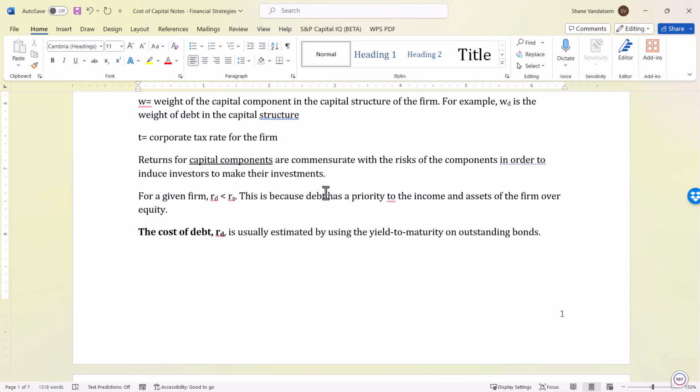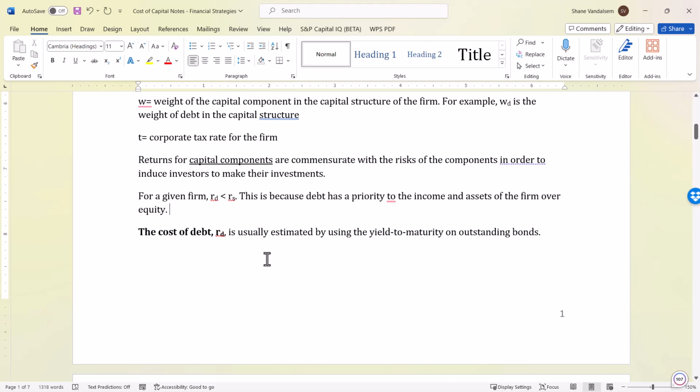So for these reasons, the required rate of return for debt for a company has to be less than the required rate of return for equity for that company, because the equity for a given firm is riskier than the debt for the firm. So that's an important thing to remember. It's actually going to be something we talk about later on when we evaluate the different options that we have for calculating the cost of equity.